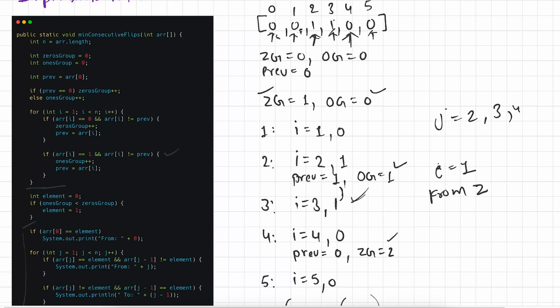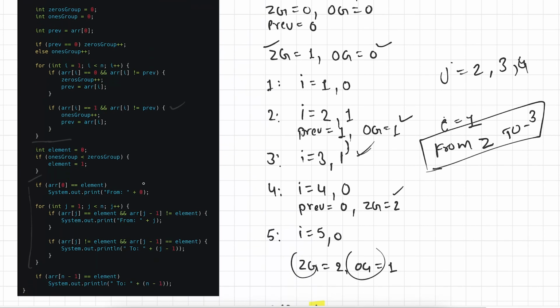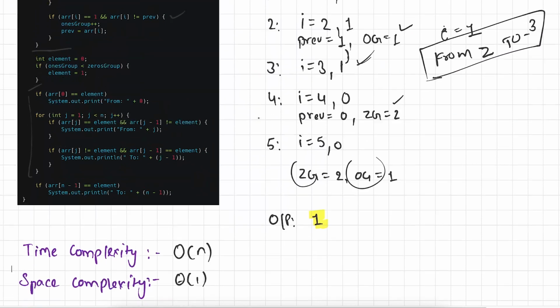This time ARR of j minus 1, that is 1, is also equal to element. So we print 2 and the value of j minus 1. J minus 1 is 4 minus 1, 3. So this is how it gets printed on the screen, that we have flipped all the ones from 2 to 3. So this is how this entire piece of code is going to work, and this is a very lengthy code, I guess. So far so clear.